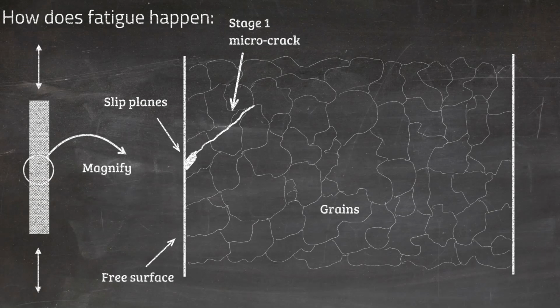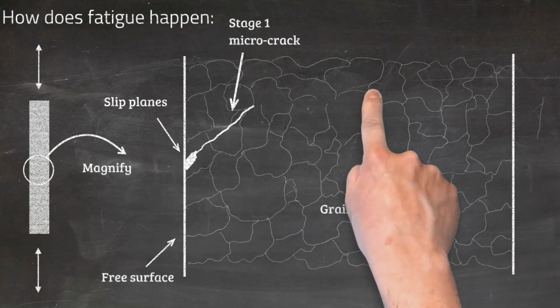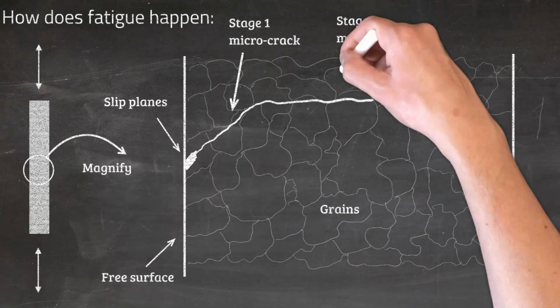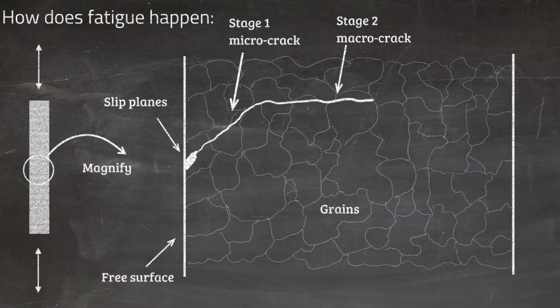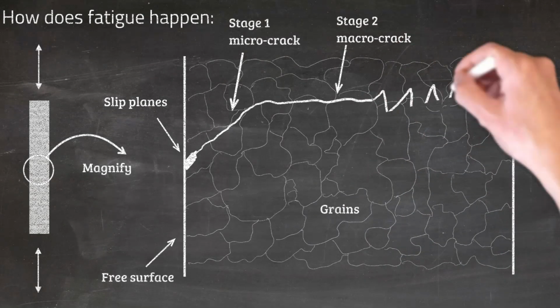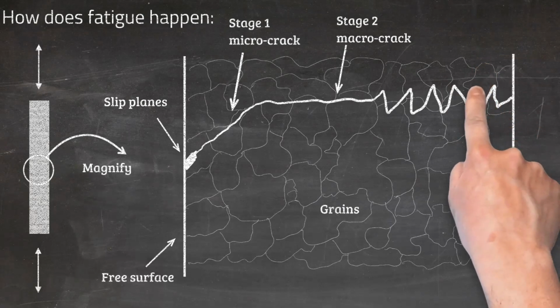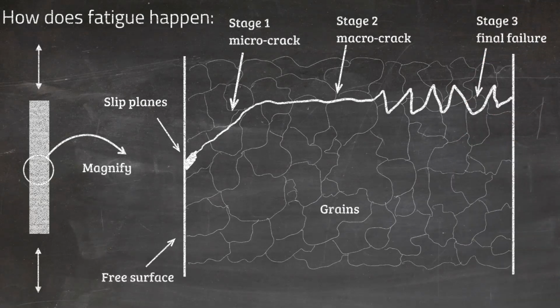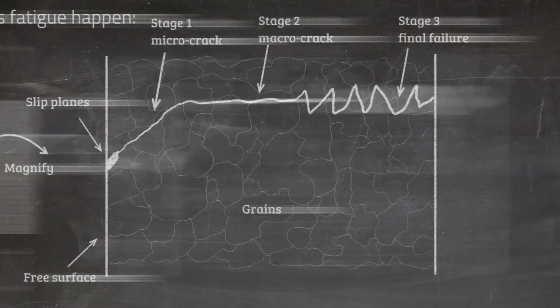At this stage, the crack is large enough to start to propagate in the normal direction to the force. With each force cycle, the crack grows at a very low rate, typically 1 nanometer per cycle. This growth in the crack is the second stage of fatigue failure. After hundreds of thousands of cycles, the remaining material is too little to endure the force, and the part simply breaks. And this is the last stage of fatigue failure.